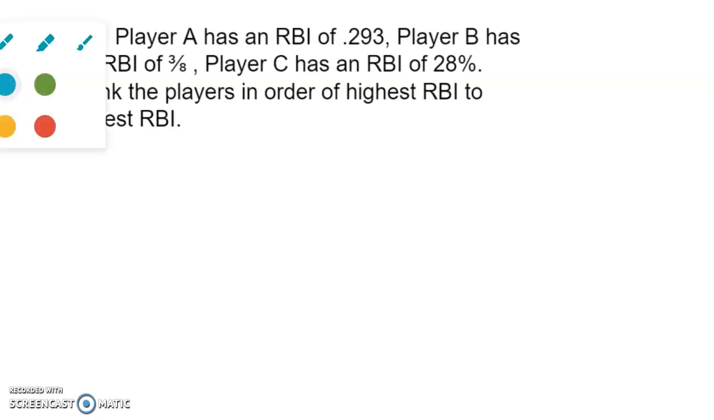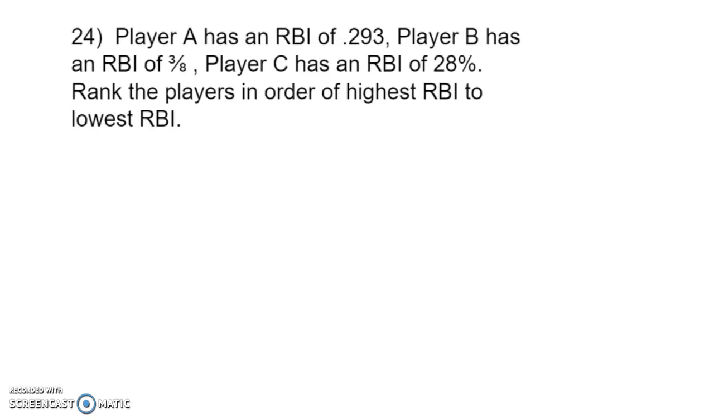All right, so player A has an RBI of 0.293. Player B has an RBI of 3/8, and player C has an RBI of 28%. RBIs are a statistic that they use in baseball to determine how often they score a hit or score a point for their team. So the higher your RBI, the better of a baseball player you are determined to be. So that's something that you want.